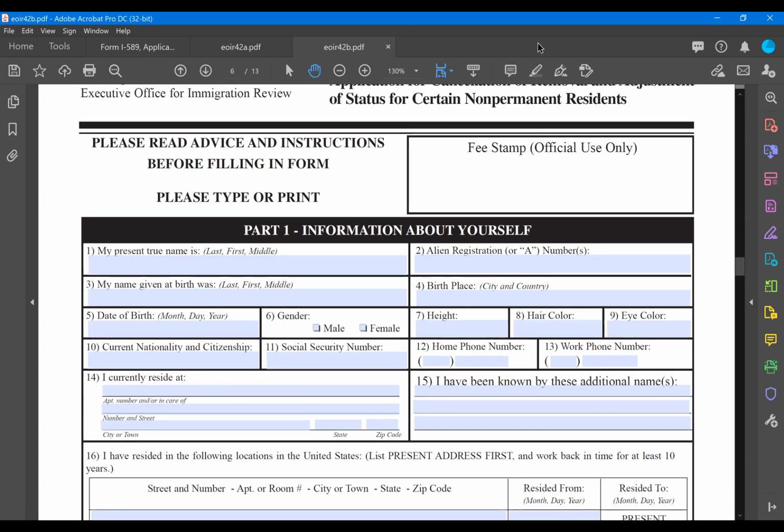So let me stop sharing. That took a little longer than I anticipated. We're just over an hour here. So any questions? Anything I can clear up from there?